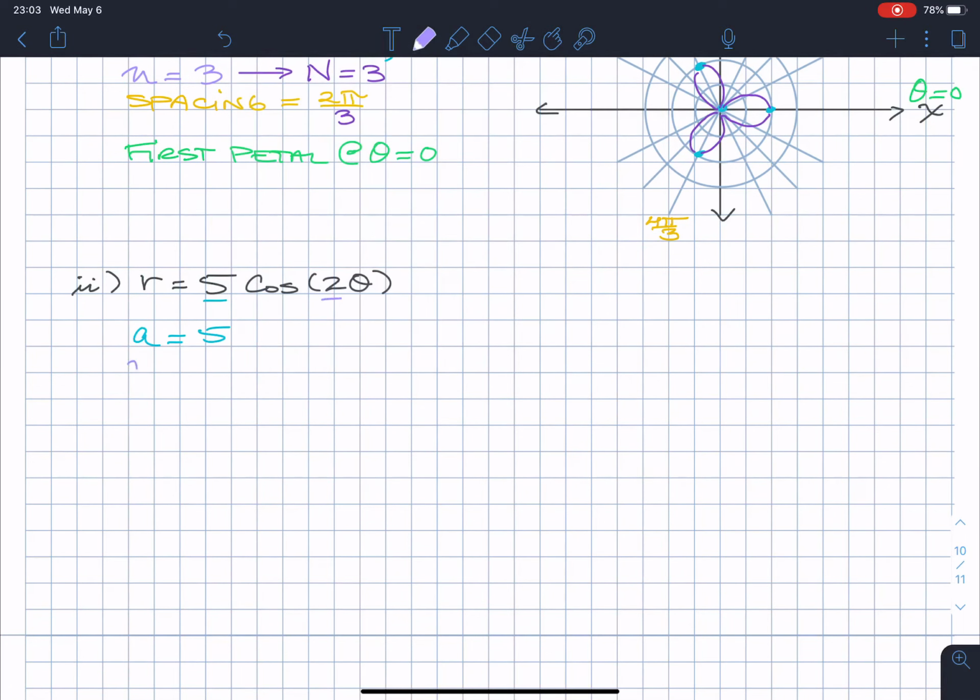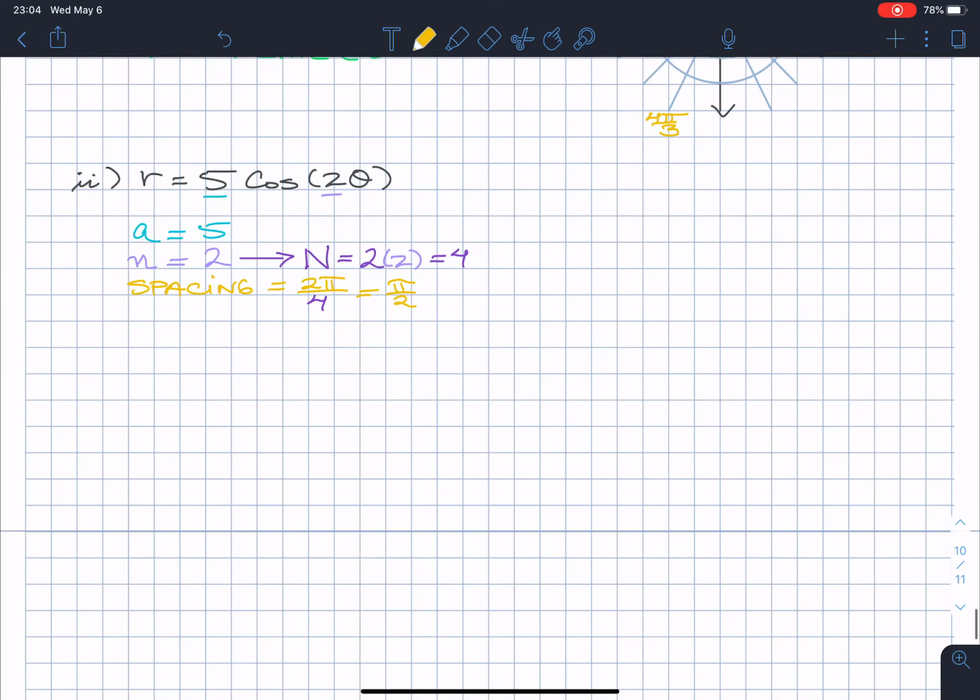The coefficient of theta is 2, so that means because it's even, the number of petals is twice 2, which is 4. So there's 4 petals. So the spacing of those petals is still 2 pi divided by n, so 2 pi over 4, which reduces to pi over 2, which would make sense every 90 degrees. Okay, since this is cosine, I know that my first petal will be along theta equals 0.